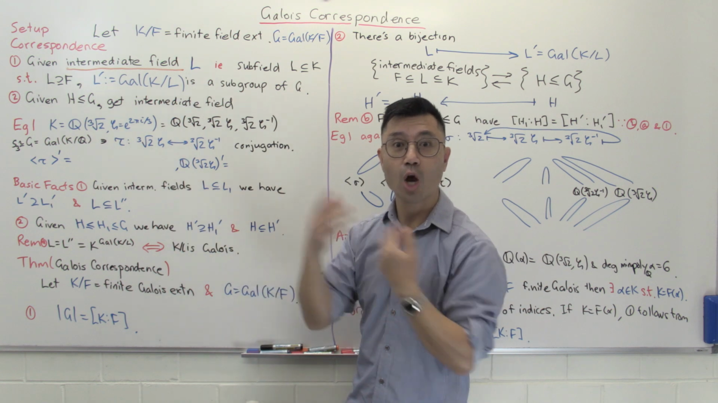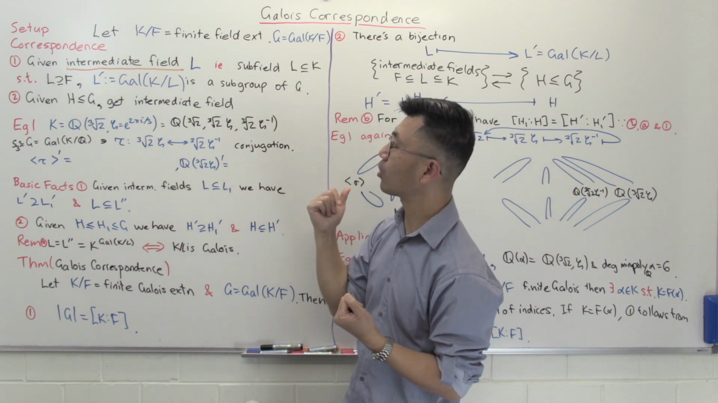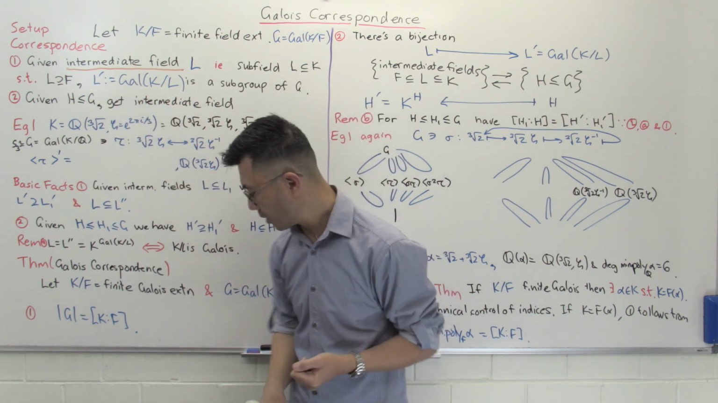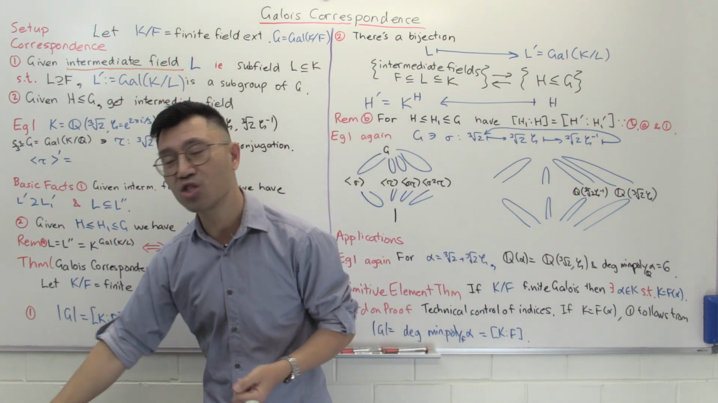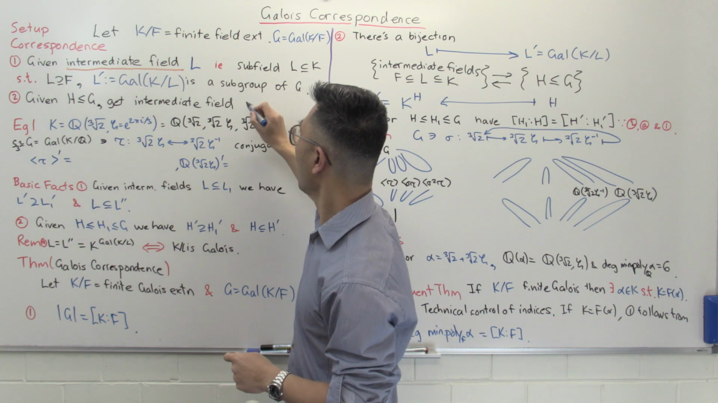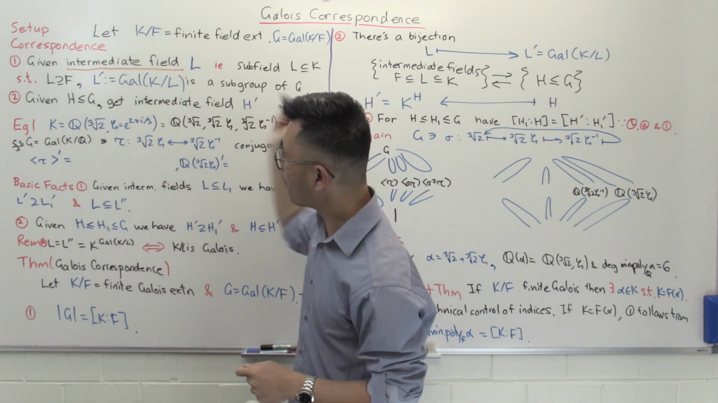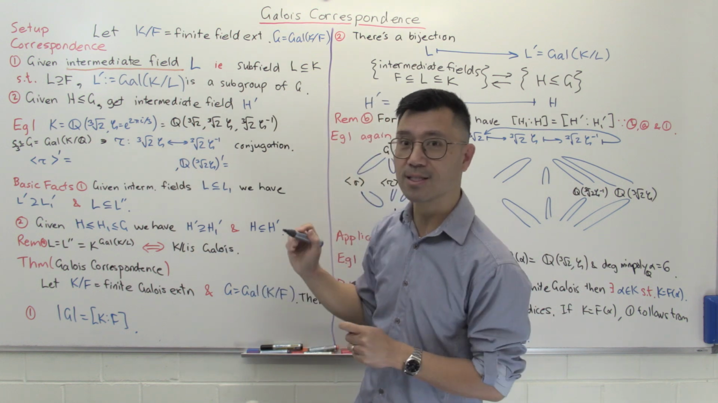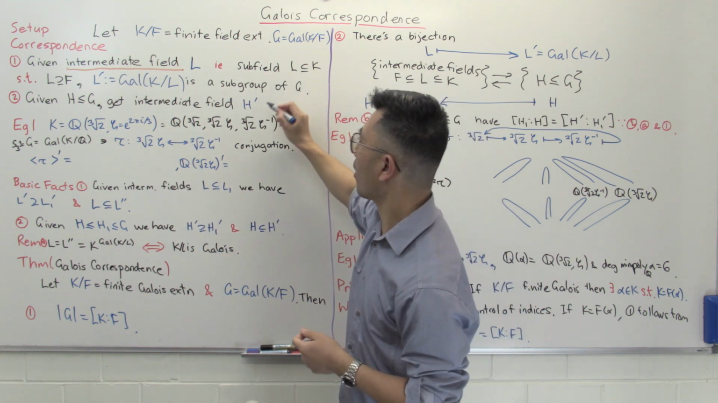Now we want to go backwards. That's the reverse part of the correspondence. Given H, a subgroup of G, we're going to get an intermediate field. And how do we do that? That's via a procedure that we've seen before. I'll denote this coming back also by a prime. This is useful notation that you'll see in Kaplansky's treatment of Galois theory.